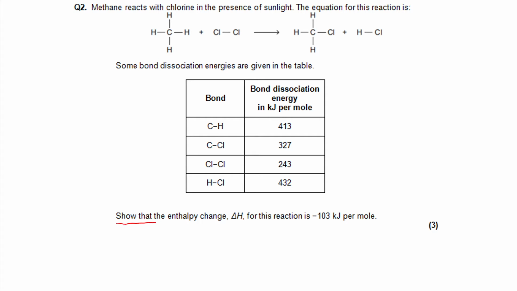The question says, show that the enthalpy change delta H for this reaction is minus 103 kilojoules per mole. So we have a show that question. That means they've given us the answer to work towards, which is quite nice, but it's 3 marks and we have to show all of the steps of the working. Now these exam questions are normally 3 marks, whether they give you the answer or not. If it's a calculate question and you get the correct answer, you get all 3 marks. But if you get the answer wrong, you lose all of those 3 unless you show the working clearly. So these steps are really important, and this show that question really does show that.